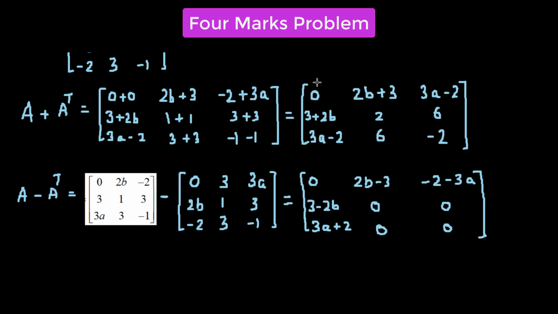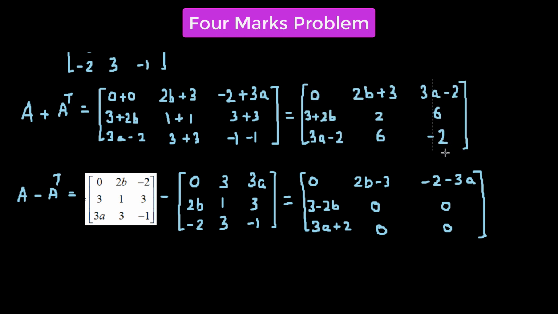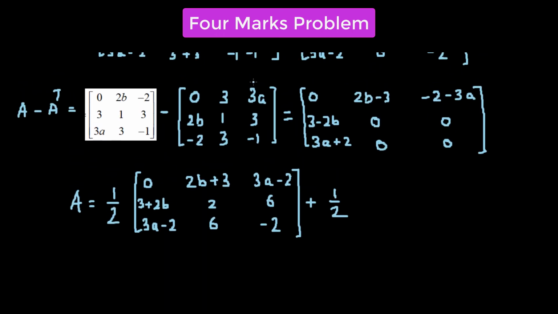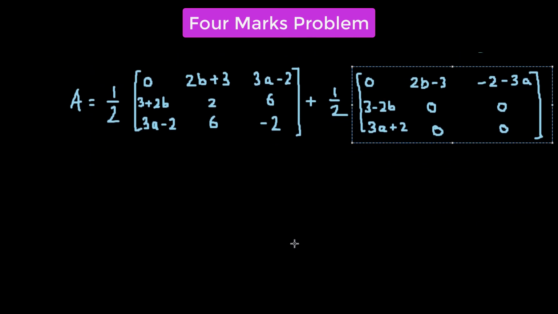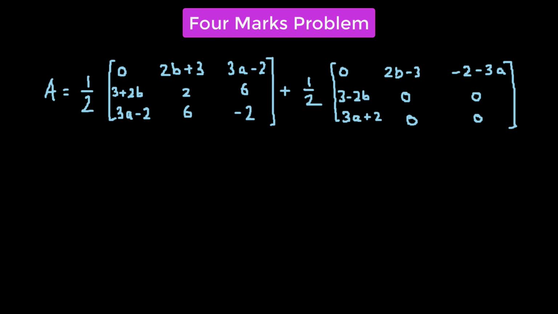Now let's rewrite it. So let's take this matrix. So we have matrix A is equal to half of the symmetric part plus half of the skew-symmetric part. So this is matrix A expressed as a sum of a symmetric and a skew-symmetric part.